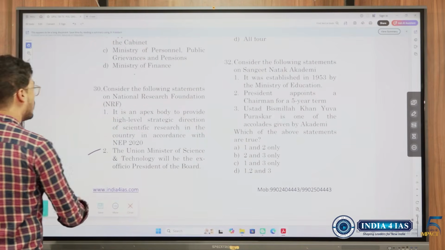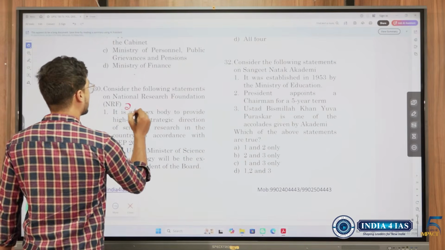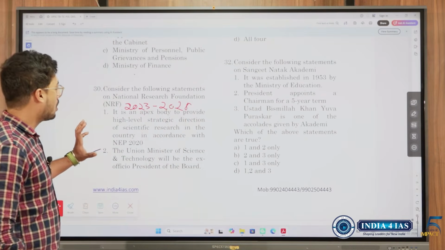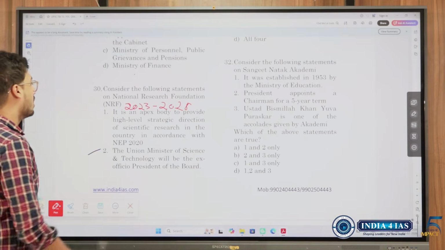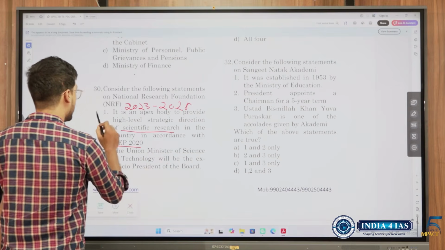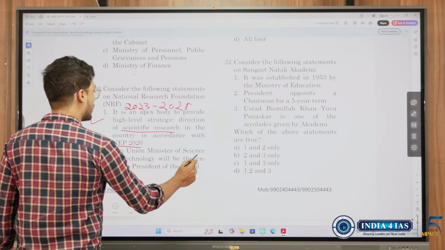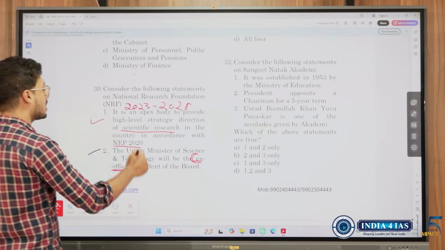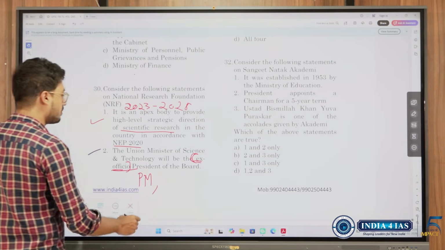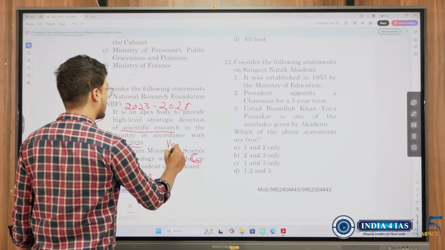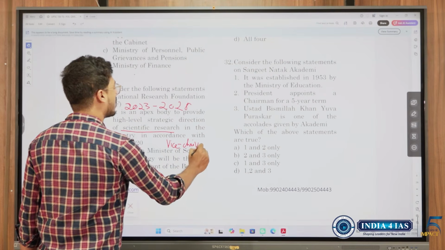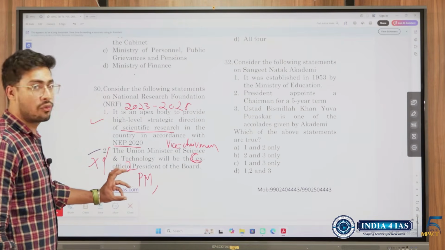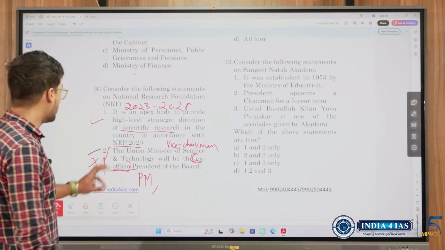Now, National Research Foundation, this is important because the National Research Foundation will be active only from 2023 to 2028. So just have a brief knowledge about what this is and what it wants to do. It is an apex body which wants to promote scientific education in accordance with NEP, correct? Union Minister of Science and Technology will be ex officio president. So whenever they are putting in some fact, please be extra careful. The National Research Foundation is headed by the Prime Minister. The Minister of Science and Tech is the Vice President or Vice Chairman of this body and not the Chairman. Make a note of it. That is why I marked it with purple. In this sort of facts, they try to give some traps.